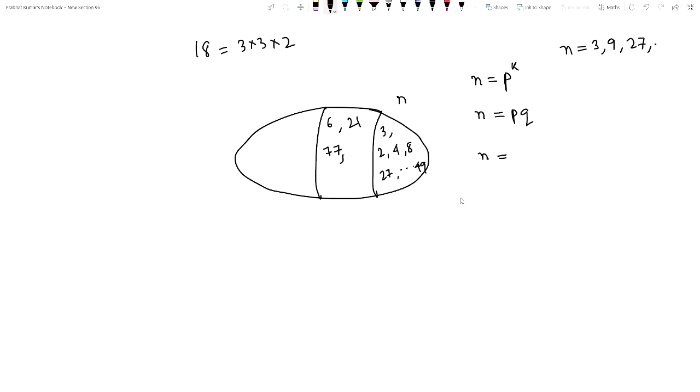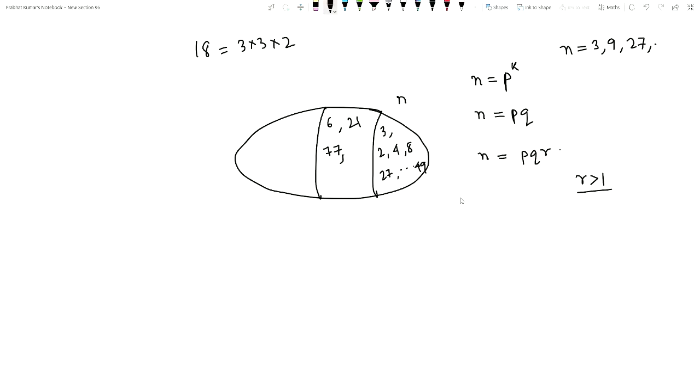It can also be of this form p into q into r, where p and q are prime and r is any other number that may or may not be prime. So basically what remains will go into this form, because suppose the number is of form p, it comes here. If the number is like pq, then it comes here.